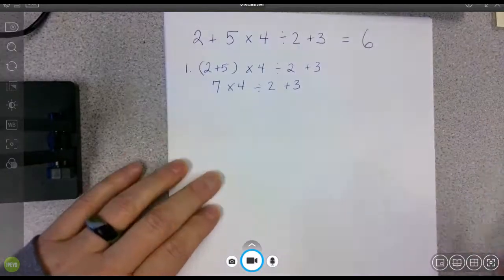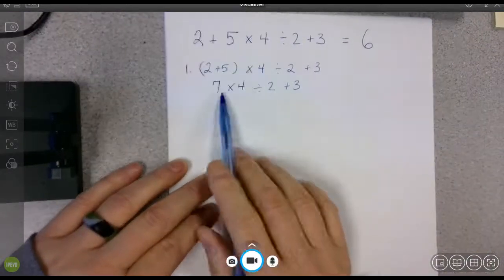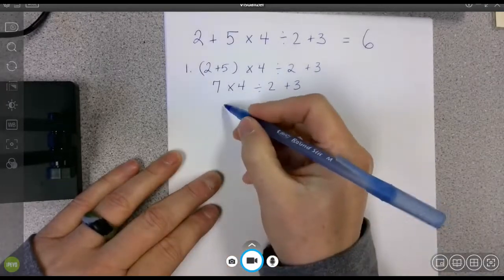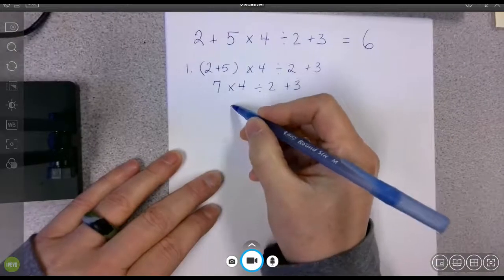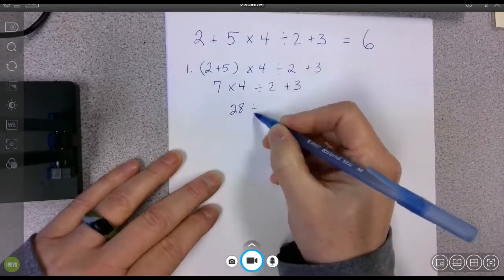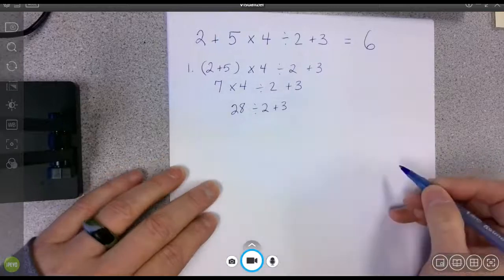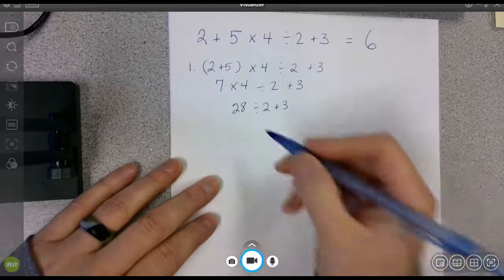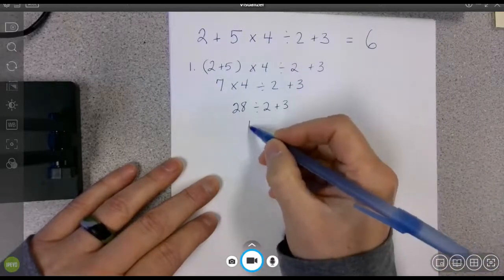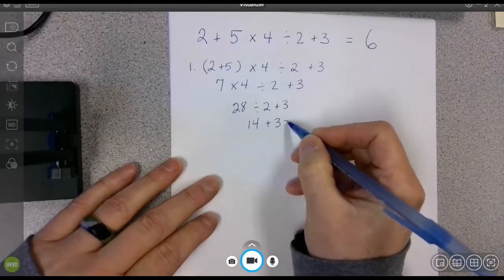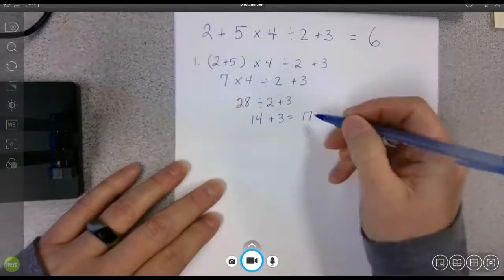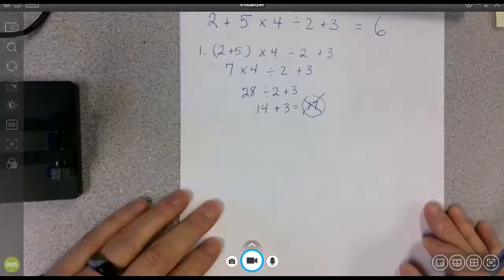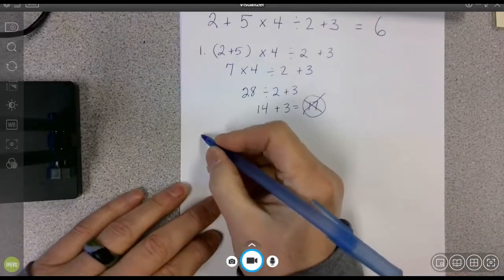Okay, then I have multiplying and dividing. Well, I do multiplying and dividing from left to right. So I have to do my multiplication. So 7 times 4 is 28 divided by 2 plus 3. Then I have division and addition. Well, multiplication and division come before addition. So 28 divided by 2 is 14. 14 plus 3 equals 17. That is not 6. So the parentheses should not go on the 2 and the 5. All right, so let's try a different step.